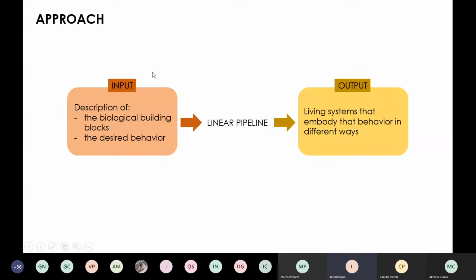And now we can see the approach that they used. In this case, they give an input to a scalable pipeline. In fact, we have biological building blocks, shown in the first graphs, that correspond to the cells, and the desired behavior of the future organism. At the end, the design that fits the input most efficiently will be our living system, which embodies the desired behavior as the output.